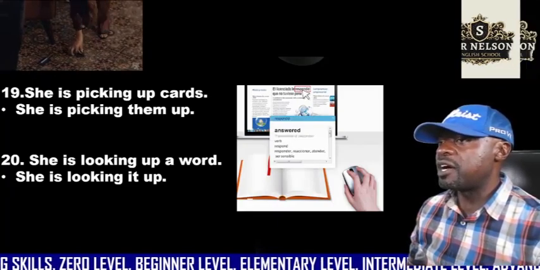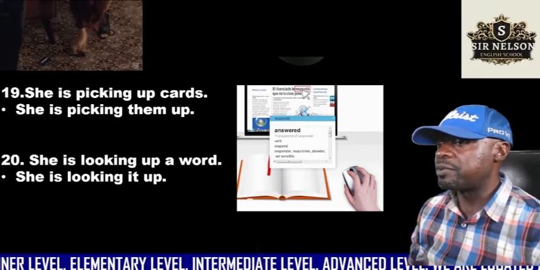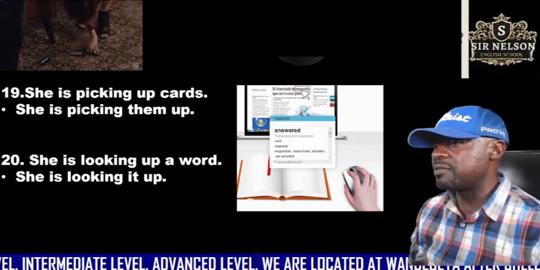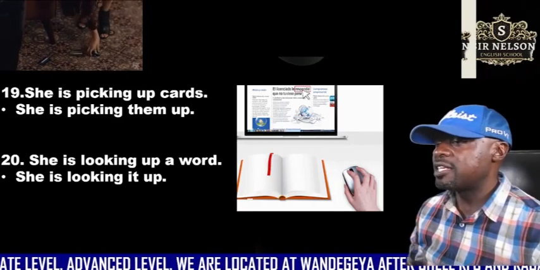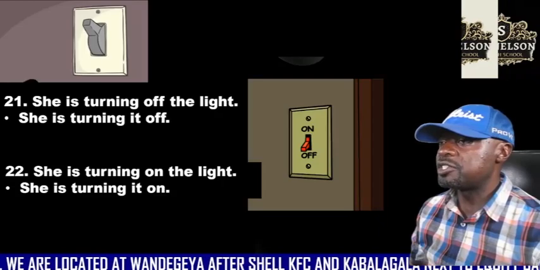She's picking up the cards. Picking up is a phrasal verb. Cards is the noun. Them is the pronoun. Number 20, looking up a word. Looking up is the phrasal verb. A word is the noun. It is the pronoun. Practice.